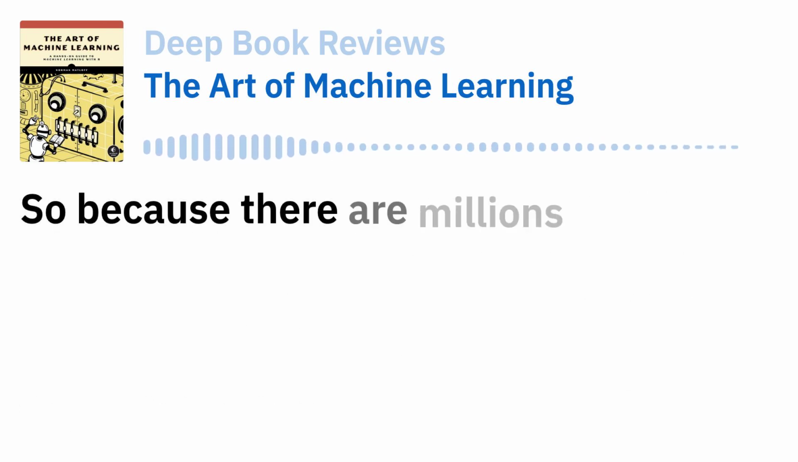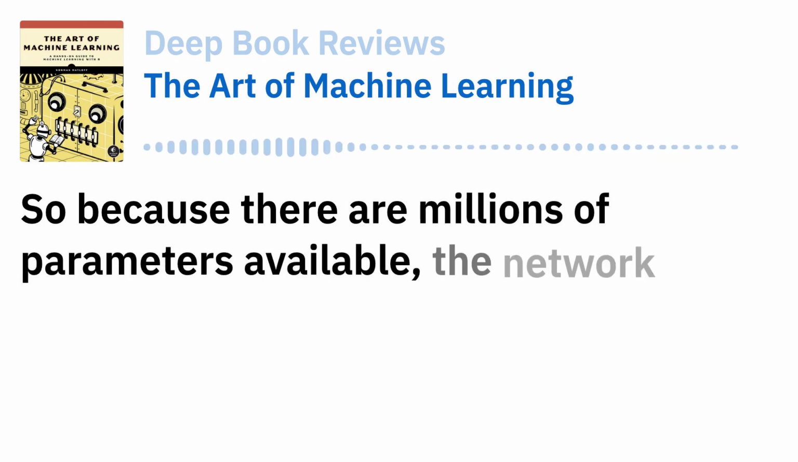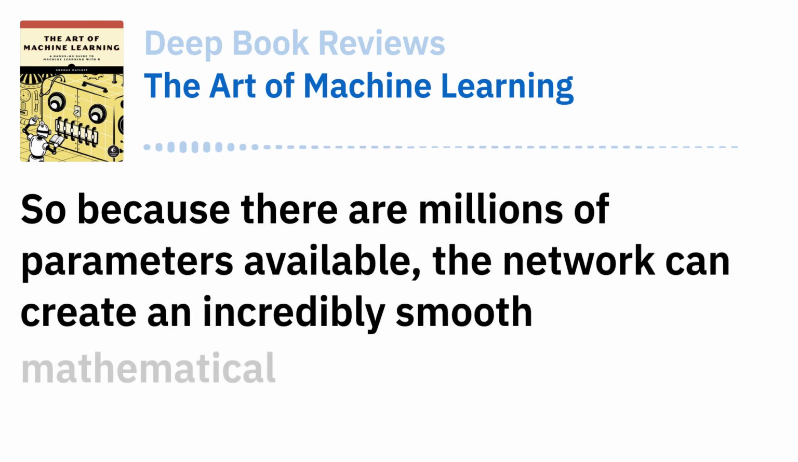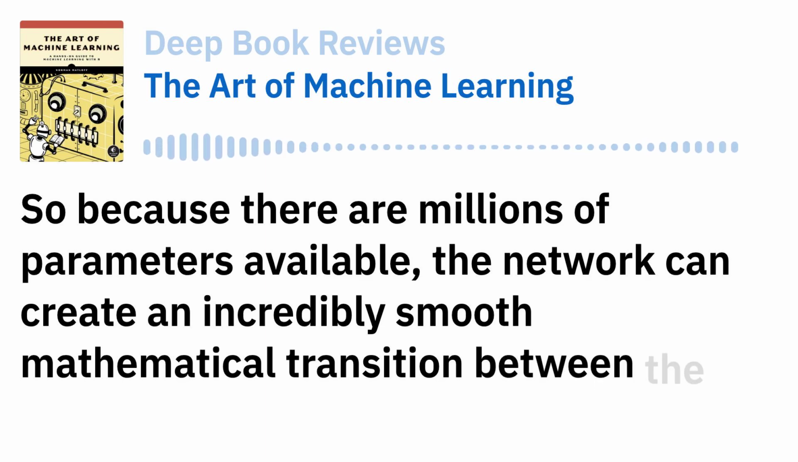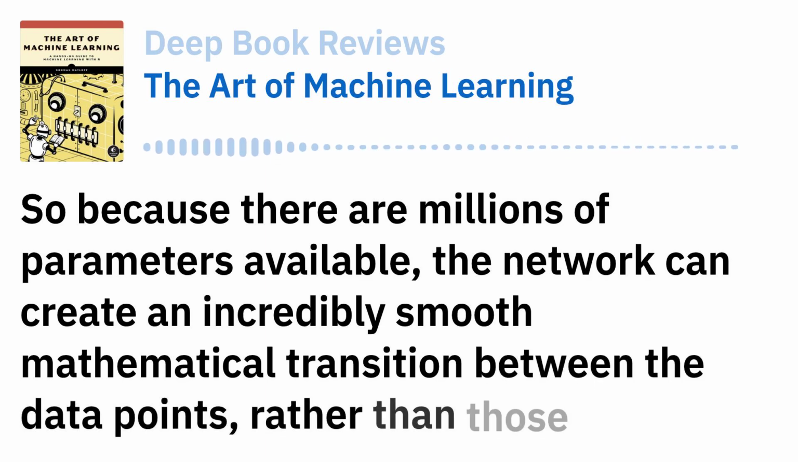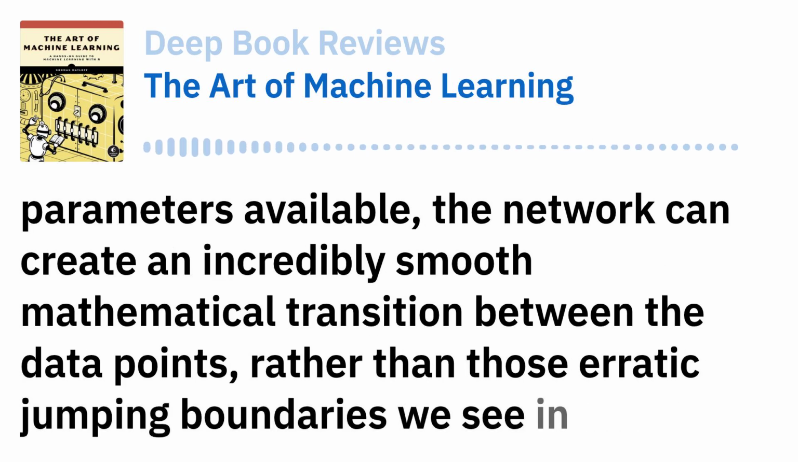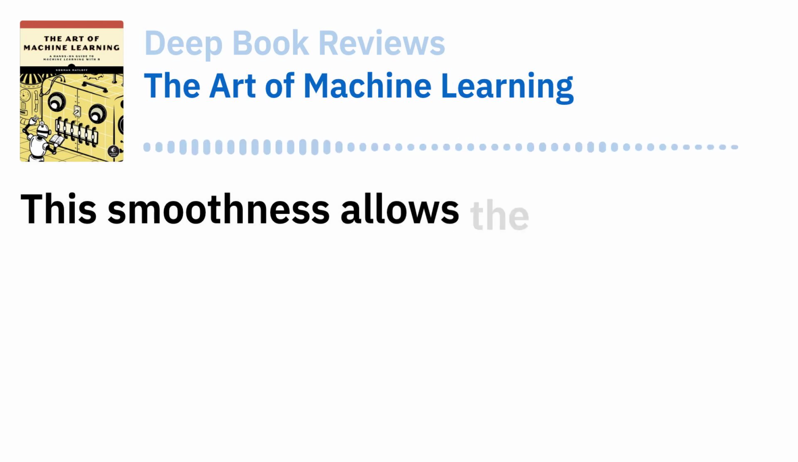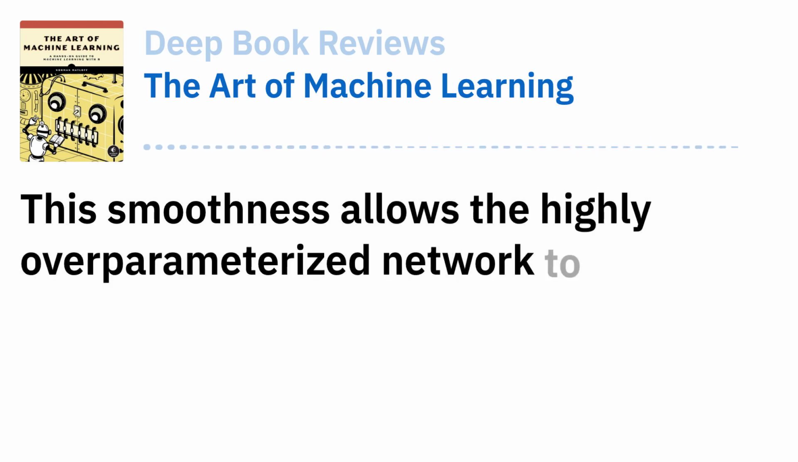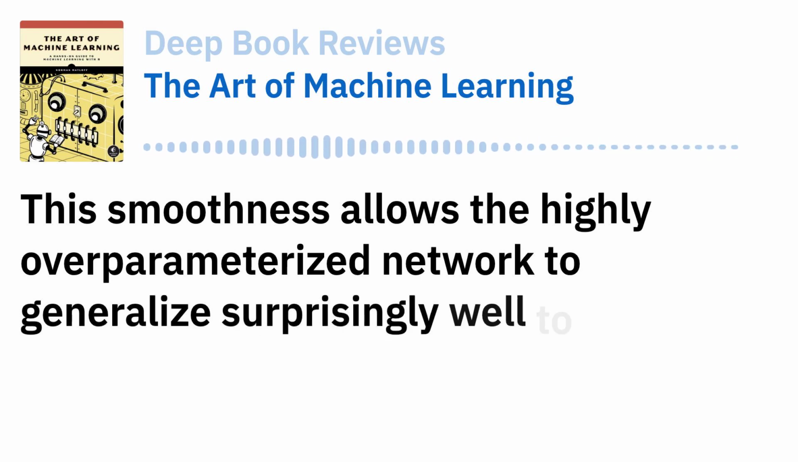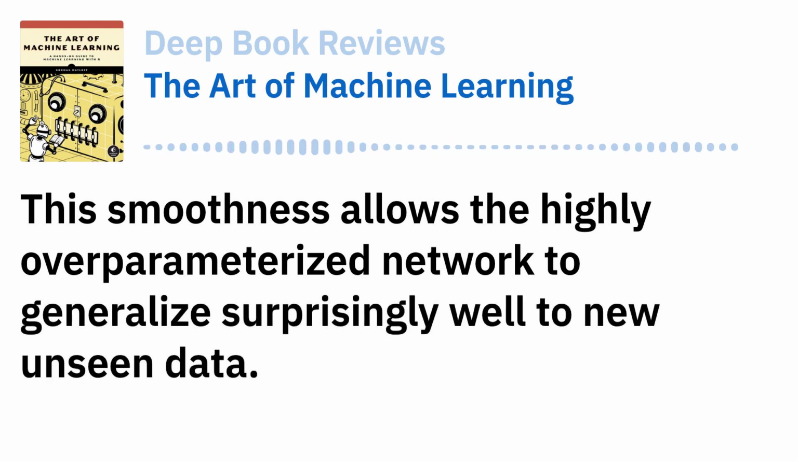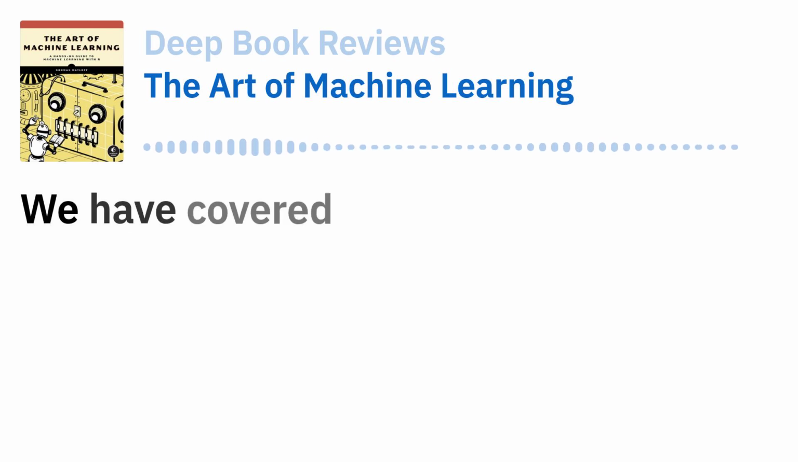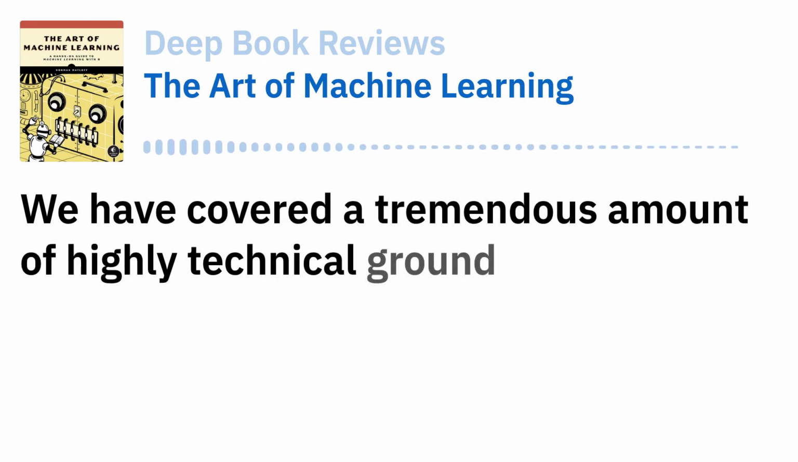So because there are millions of parameters available, the network can create an incredibly smooth mathematical transition between the data points, rather than those erratic jumping boundaries we see in overfitted classical models. Exactly. This smoothness allows the highly overparameterized network to generalize surprisingly well to new, unseen data. Wow. We have covered a tremendous amount of highly technical ground today.